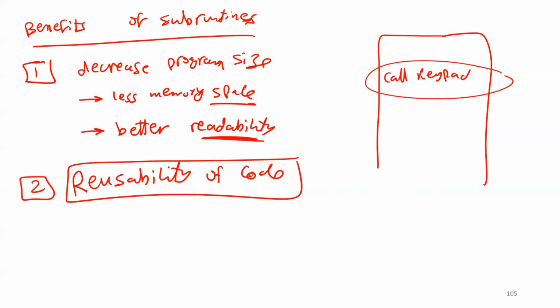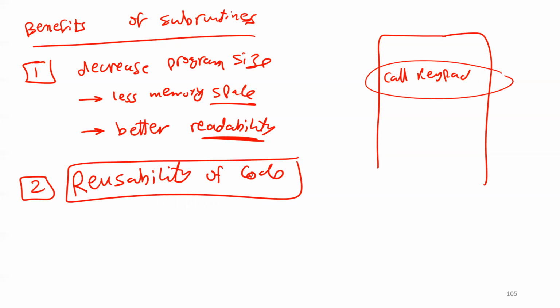This way, for sure, I can save space in memory, because this code is written only once in the memory, instead of writing it multiple times. Also, it gives better readability for your program. If you use functions in your program, it's easy for me to read the program and understand it. This is for me, not for the microcontroller. This is for a human. It's easy for me to read the program and understand it, right? Because you have less code.